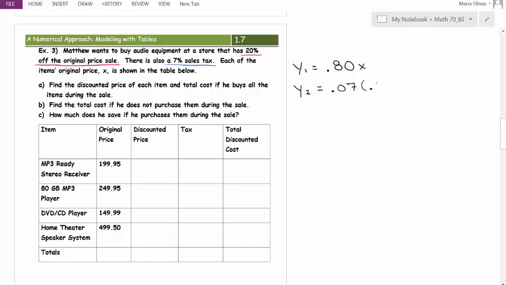Our second equation, y sub 2, is going to be 0.07, which is the 7% sales tax, times the 80% of the price that we're going to have to pay. And our third equation is going to be basically y sub 1 plus y sub 2. We're adding the sales tax to the discounted price that we're paying, and that's going to give us the total discounted cost of the item. Okay, so we've got our 3 equations. We are ready to input these 3 equations into our graphing calculator.